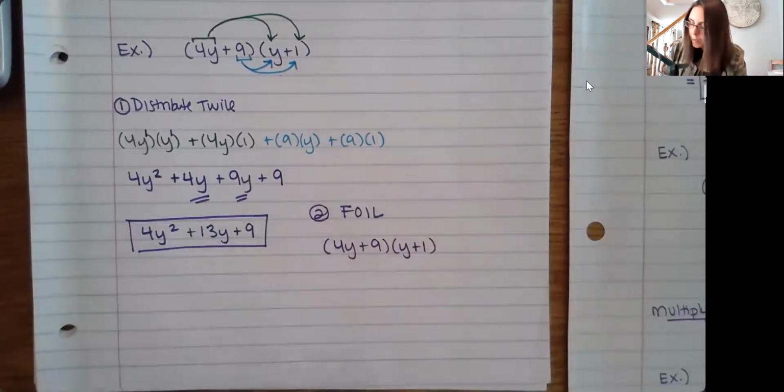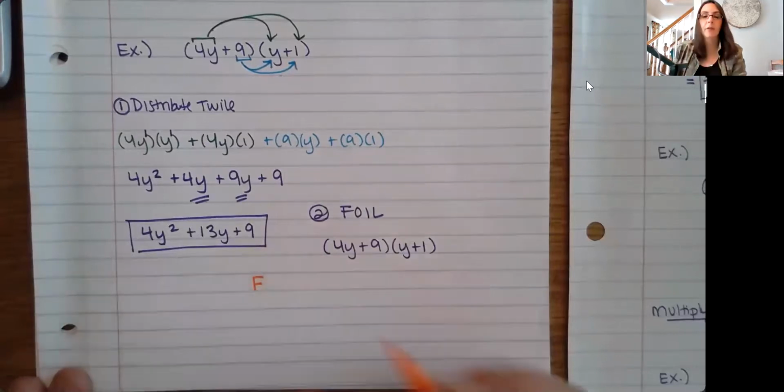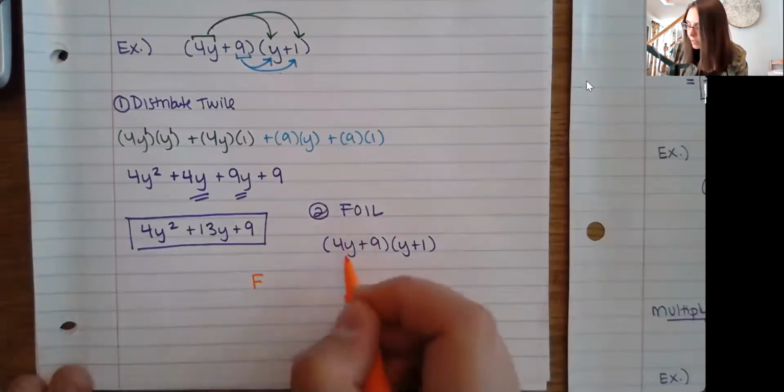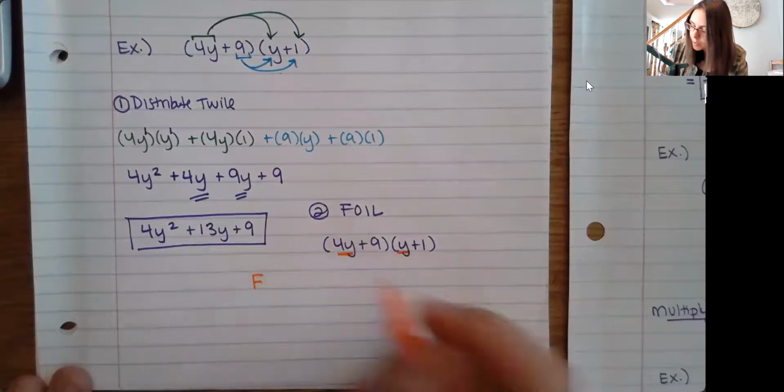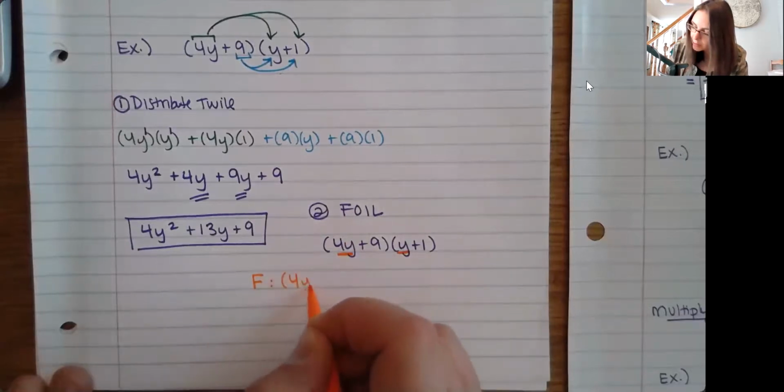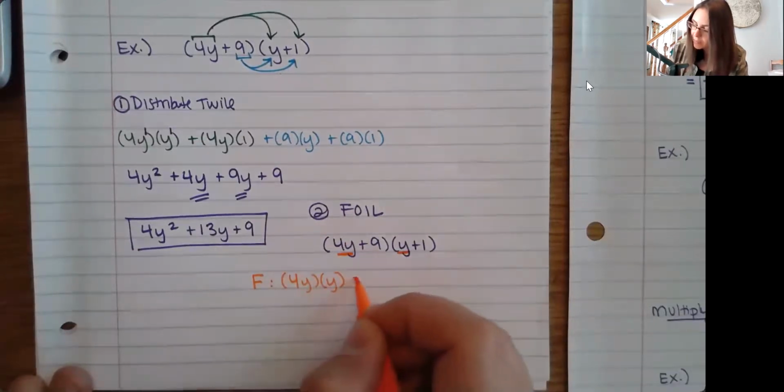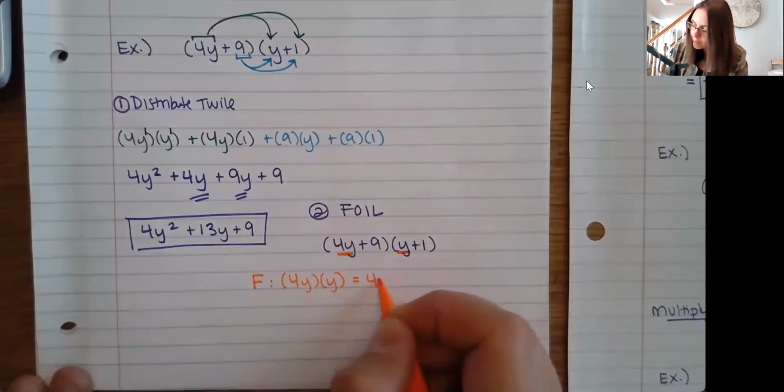All right, so I'm going to use F for my first terms here. So I'm just actually going to write it down here. So there are my first terms. So it's going to be the 4y times the y. And if I simplify this, I get 4y squared.